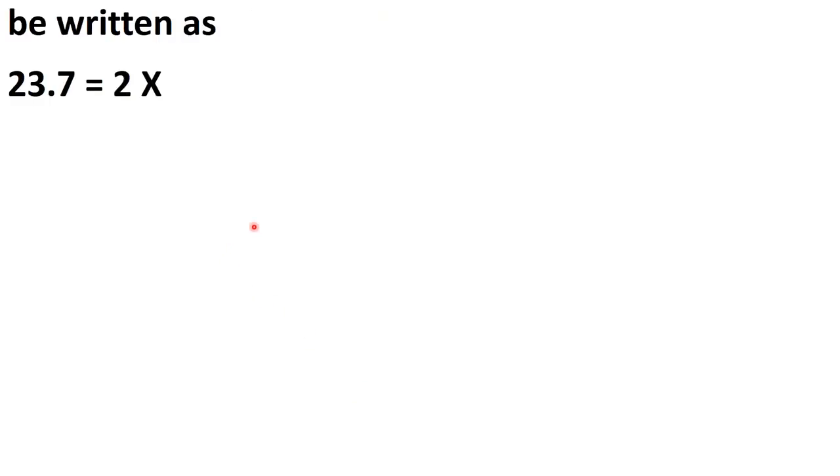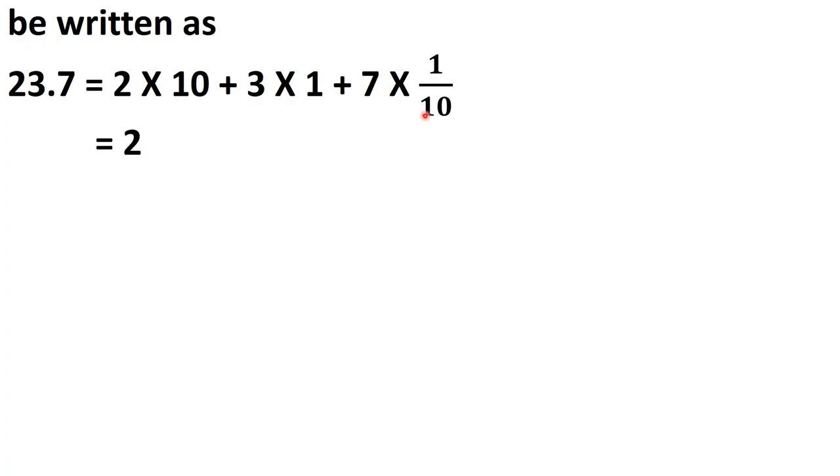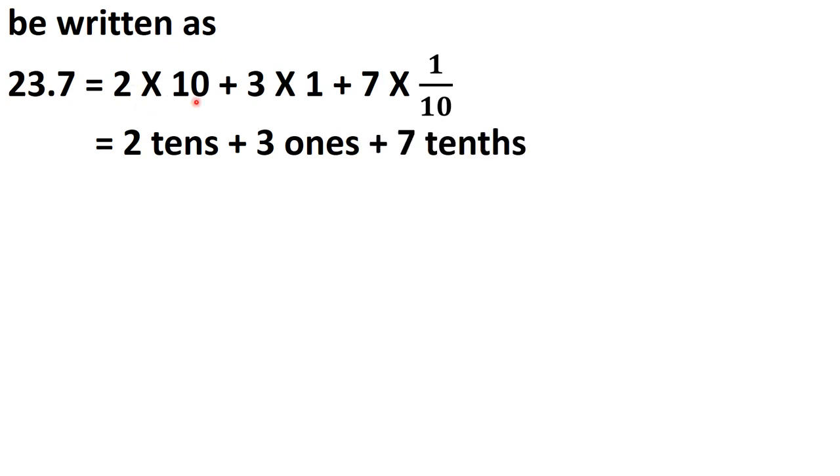It can be written as 2 multiplied by 10 because 2 is at tens place, 3 multiplied by 1, 7 multiplied by 1 upon 10 because 7 is at tenths place. So we multiply it by 1 upon 10. So it is 23.7, or we can write 2 tens, 3 ones plus 7/10.